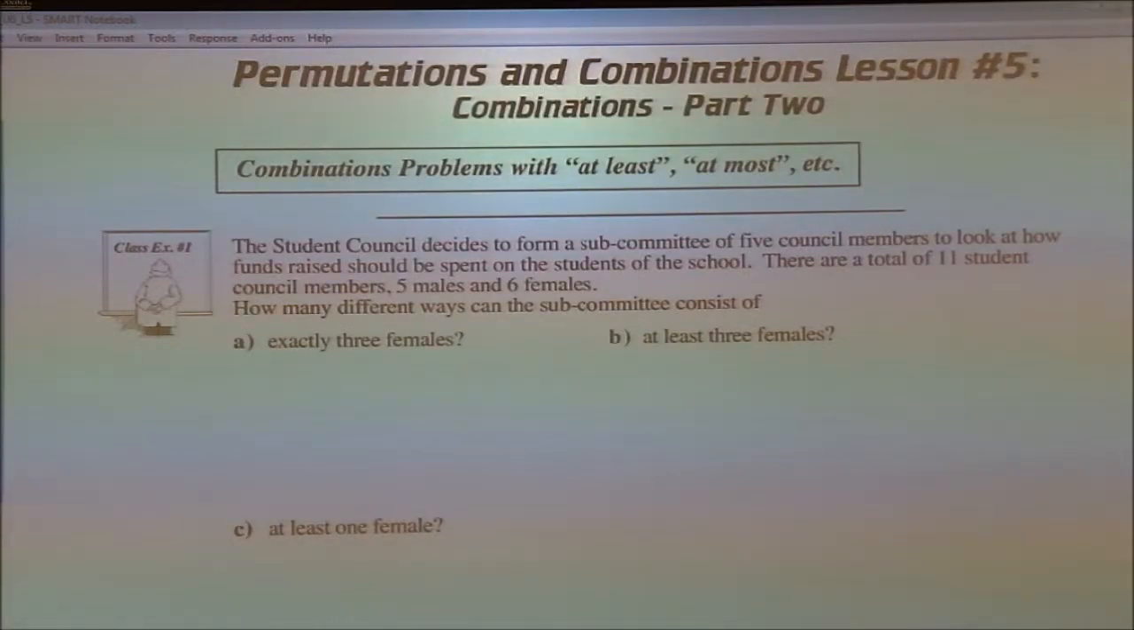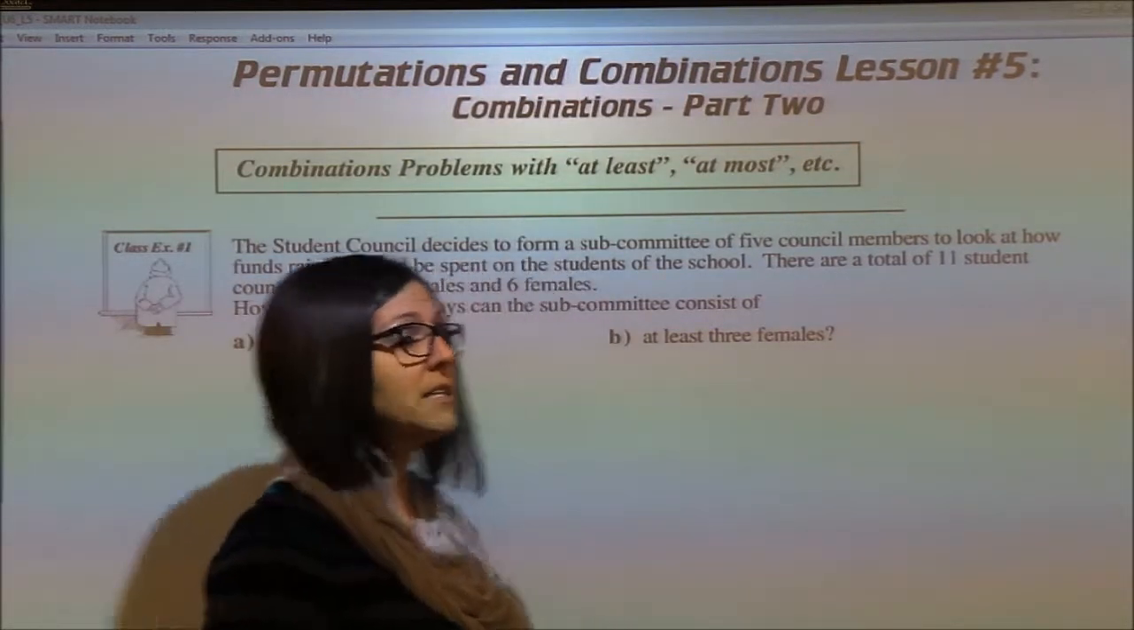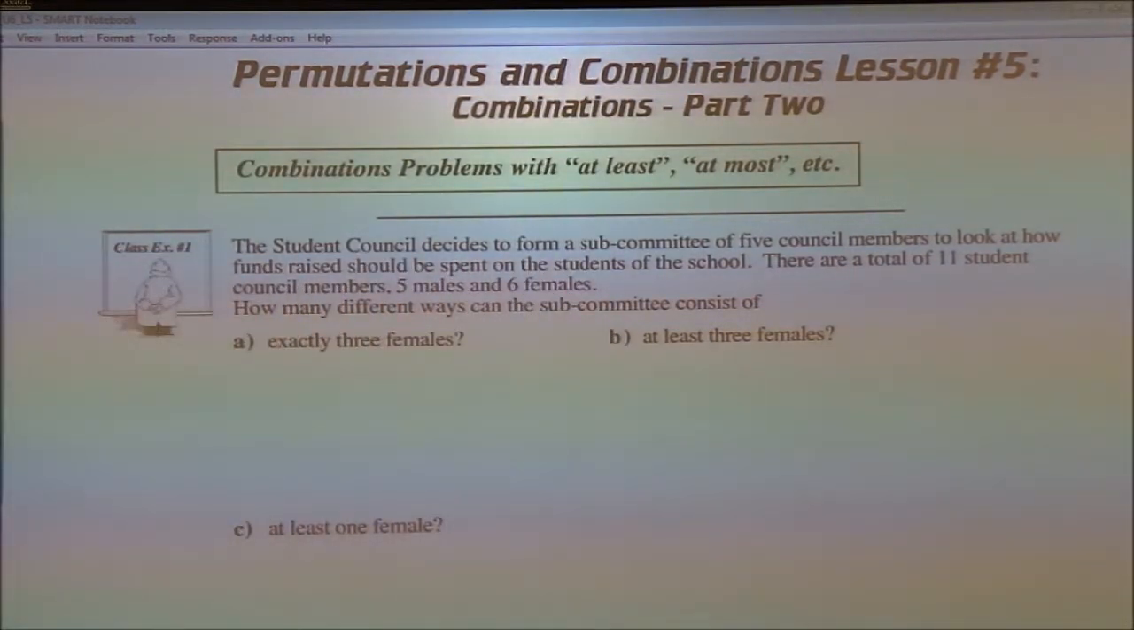Combinations, part 2. Using things like the words at most and at least. So student council decides to form a subcommittee of 5 council members to look at how funds raised should be spent on the students of the school. There are 11 council members, 5 of them are males and 6 of them are females. How many different ways can the subcommittee consist of exactly 3 females?